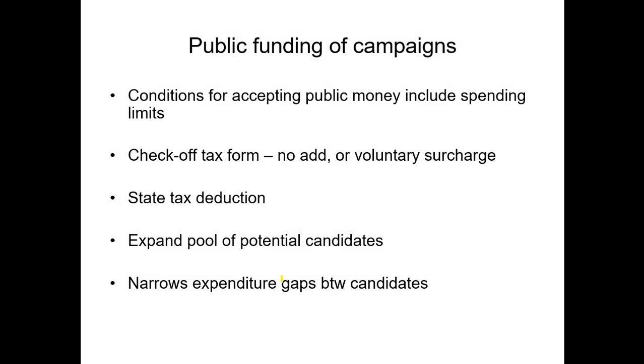We know that public funding is another option, where that would also include limits. This could be such as on your IRS federal tax form, a check-off where you would actually pay no additional money. That money would come right out of your taxes, or you could do a state tax deduction that would actually pay for campaigns, or have more potential candidates, spreading the money out, that sort of thing, and trying to narrow the gaps between candidates to level the playing field, public funding. So there's lots of ideas out there. It's just the political will to do those things.